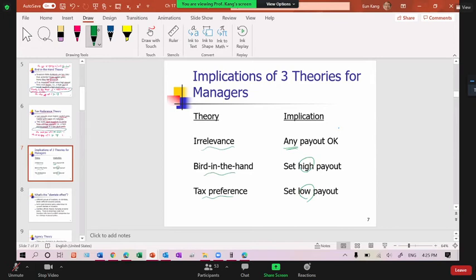As I said, that is how to deal with theories, right? Don't take any theory 100%. All you have to do is what? Find some merit in the theory, right? Given very strict assumptions with no tax, dividends may be irrelevant. But since there is tax, it may not be. And bird in the hand theory makes sense. People like dividends, that is true. And tax preference theory, that's true. Tax law favors low dividends, right? So that's true too.